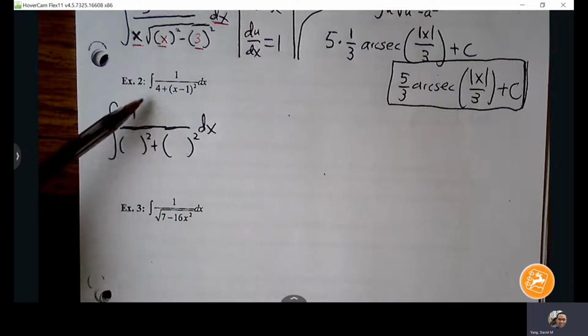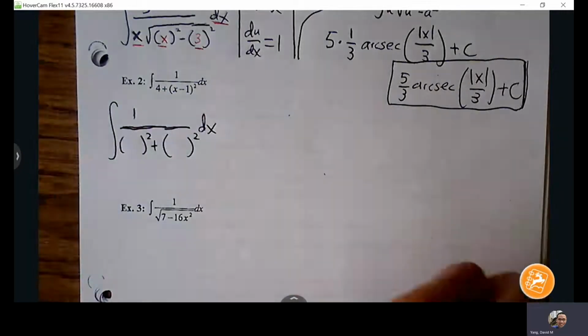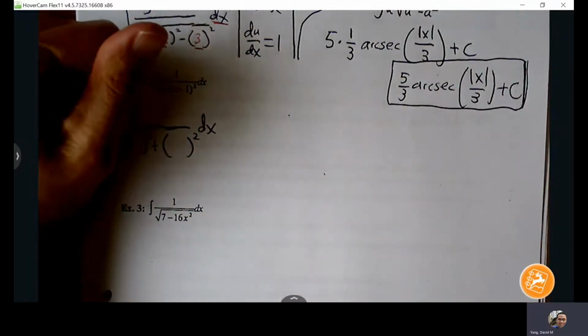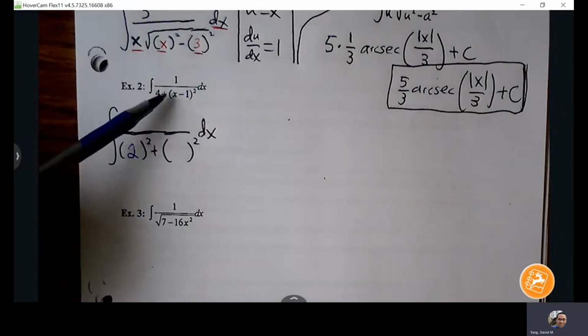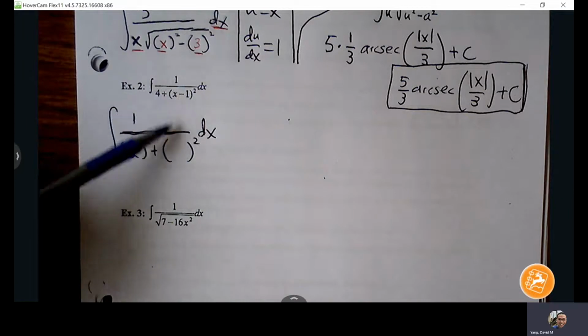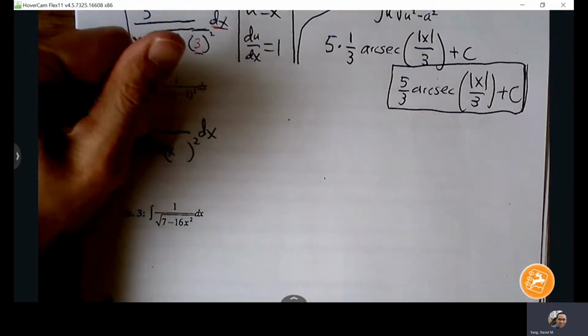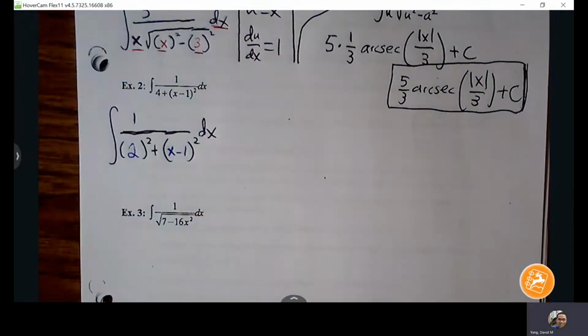What can I put in here? That's the same thing as 4, 2 squared, right? A is always going to be different than what you see in the problem. Here, this is already set up nicely, so we can just drag that down, x minus 1. Okay, good so far.